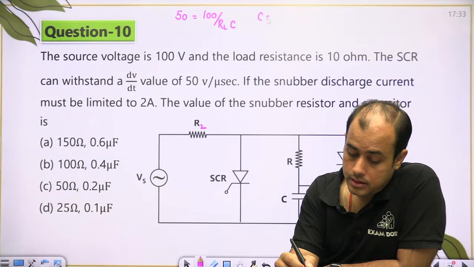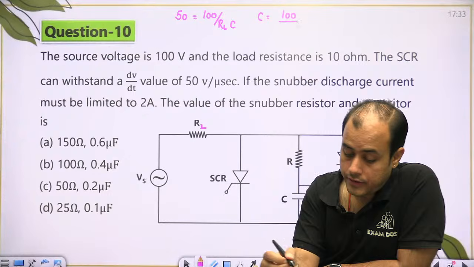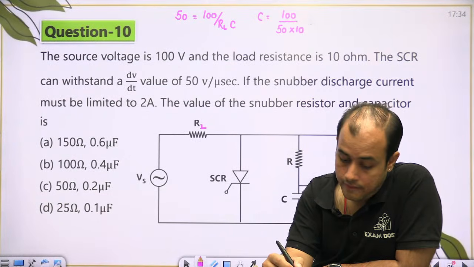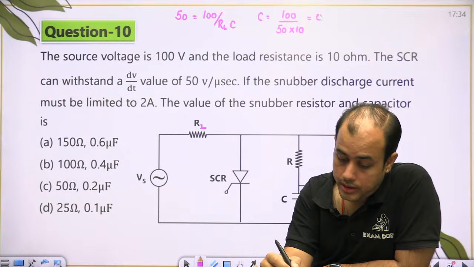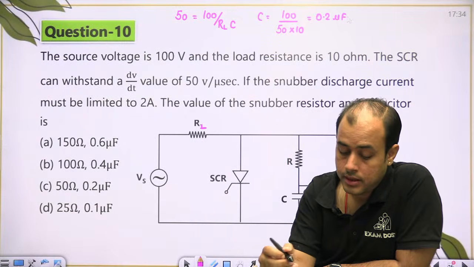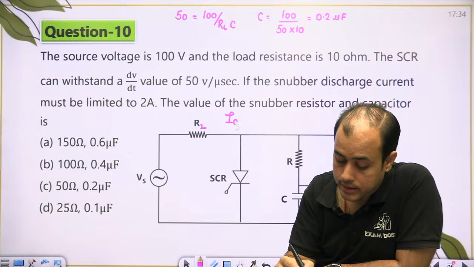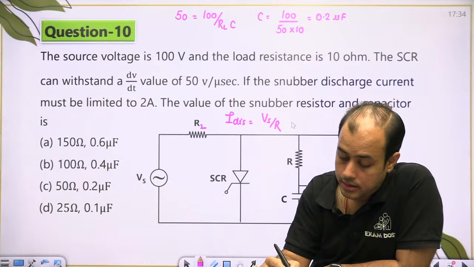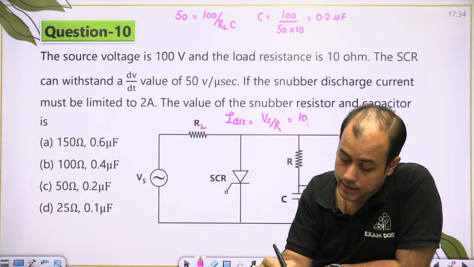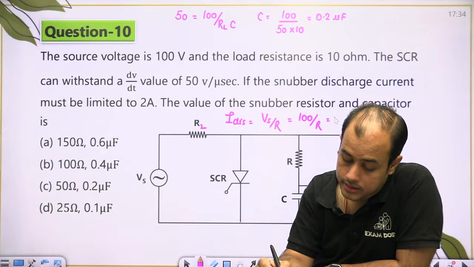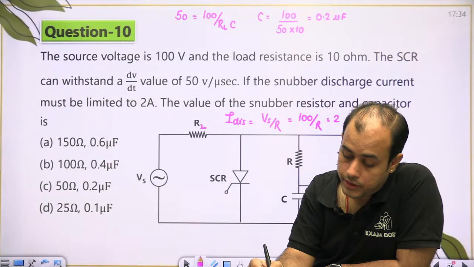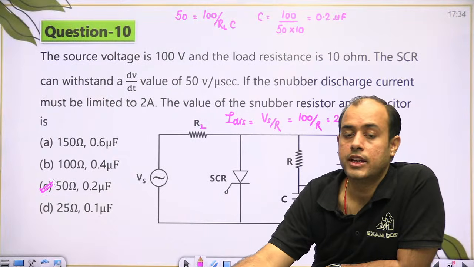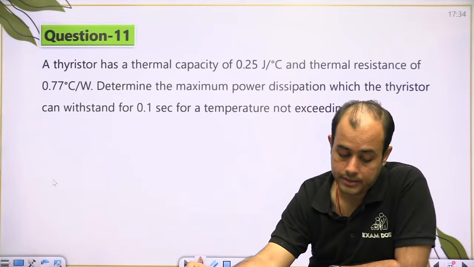C equal to 100 by 50 to 0.2 microfarad. Now discharging current is Vs by R, which is how much? 100 by R. This is 2, so R should be 50. C option. 50 ohm and 0.2 microfarad.